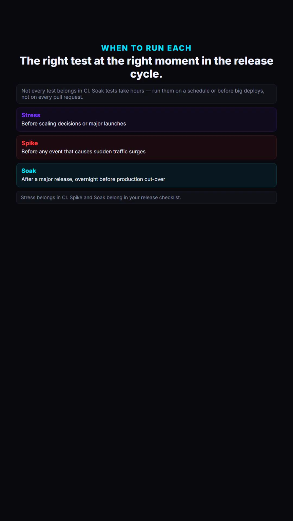Soak tests. These are the most important to run on a schedule rather than just before releases. Run a soak test as part of your release checklist for major versions. Schedule one to run nightly or weekly against your staging environment. Run one anytime you have changed how the application manages state, connections, or memory. The nightly soak test that runs while no one is in the office and alerts on call if the error rate climbs is one of the most effective ways to catch production-bound bugs before they ship.